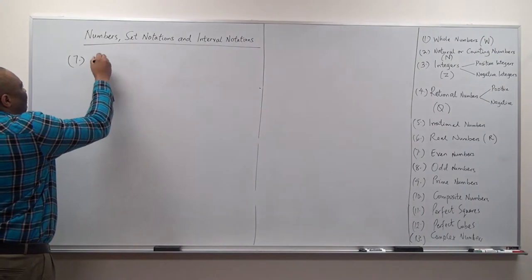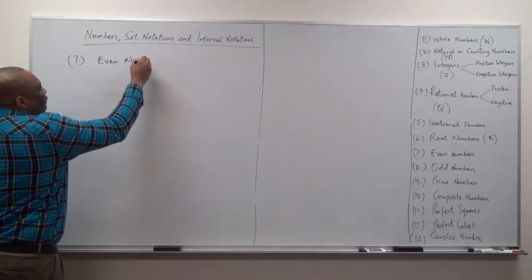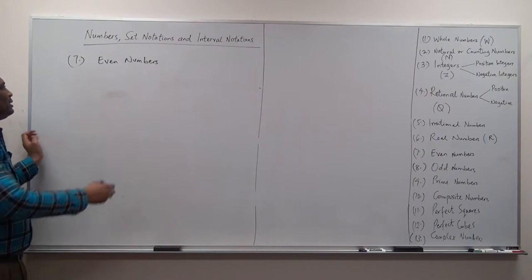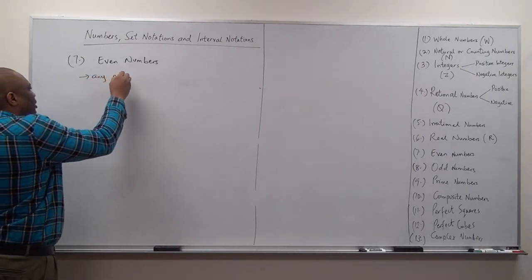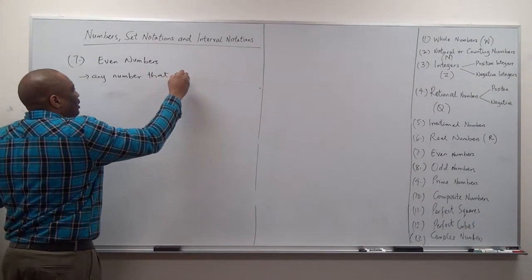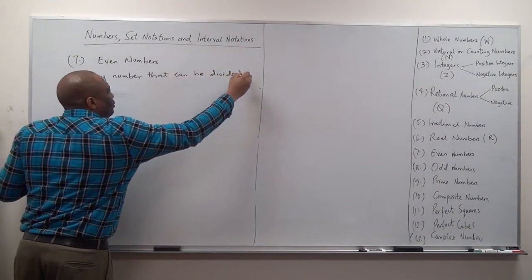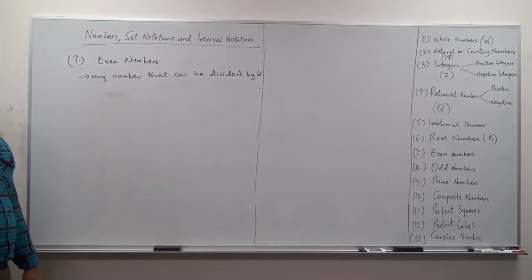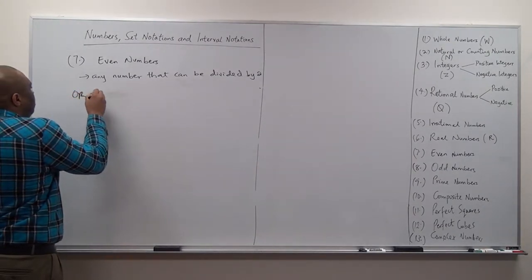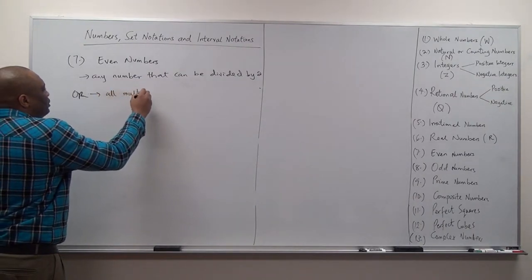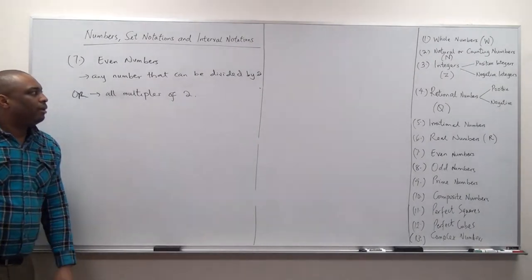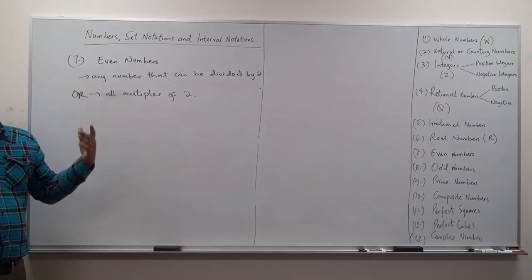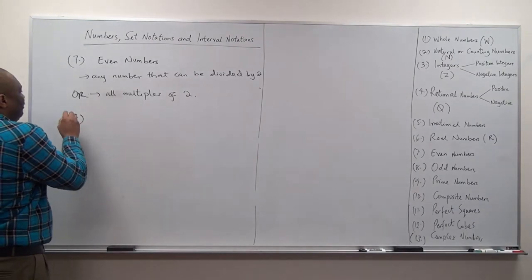Number 7, we have even numbers. Even numbers are numbers that can be divided by 2. Any number that can be divided by 2. Of course, you can also say multiples of 2 are all even numbers. You can say it that way. Any number that can be divided by 2. So 2, 4, 6, 8, 10, 12, you know this. It's not difficult. Even numbers.